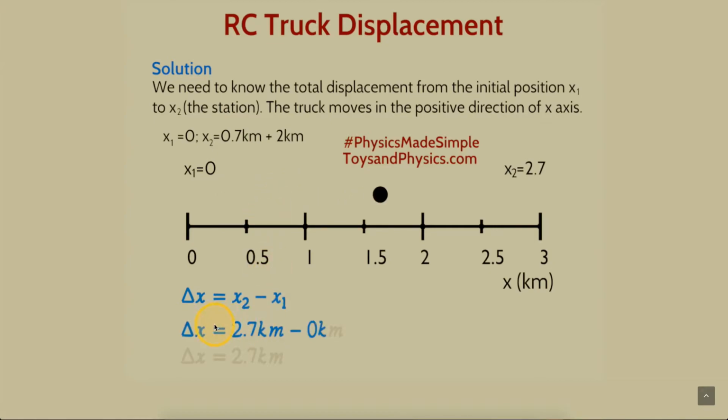Okay, so in this case, let's go back to the displacement definition. That's delta x equals x2 minus x1. We already know x1 is 0, the start of your driving. But x2 will be the 0.7 kilometers that you drove, plus the 2 kilometers that you walked until the hobby store. So if you do the difference, you get that the displacement is 2.7 kilometers for the total trip.